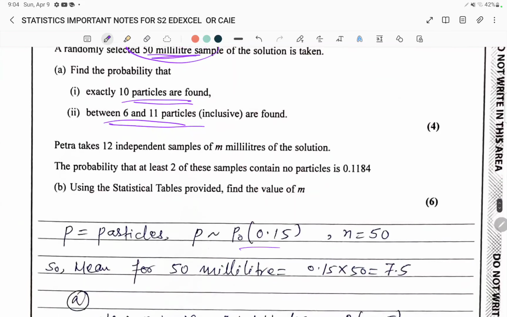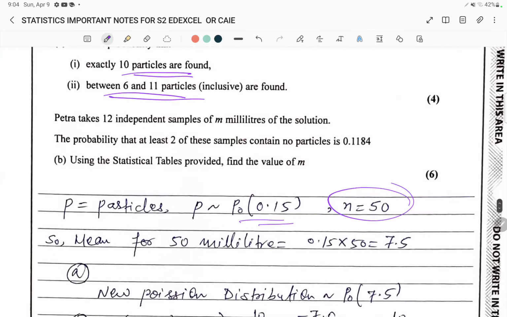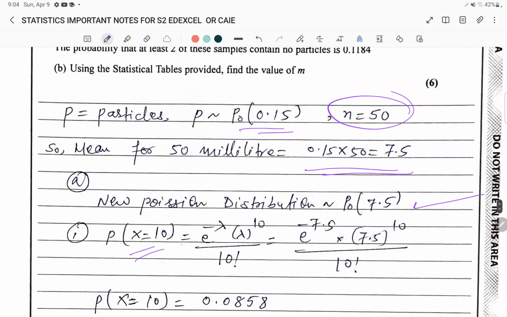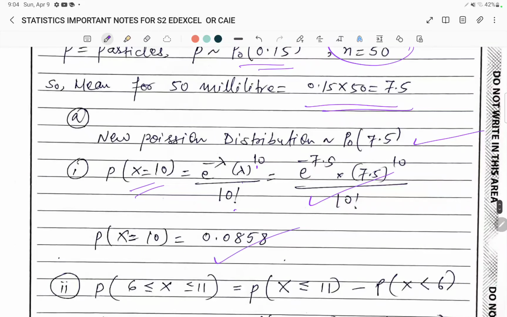So 0.15 times n is 50, so the mean is 7.5. New Poisson distribution, Po(7.5). P(X = 10) is e to the power minus lambda, lambda to the power 10 over 10 factorial, and lambda is 7.5. Just use a calculator to get the answer.